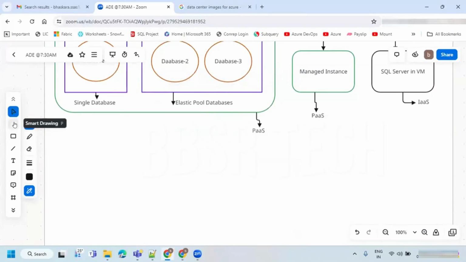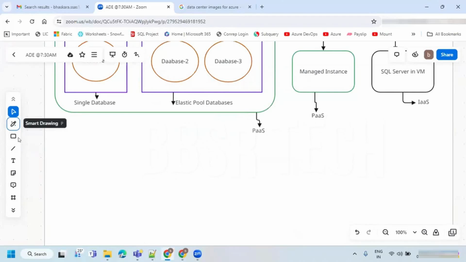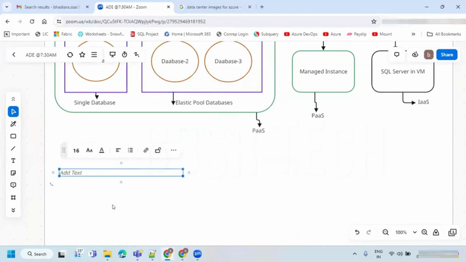So here itself, I'm just going to take that. I'm going to have three different types of pricing tiers and two different types of purchasing models, if you want to purchase a database from the Microsoft SQL.